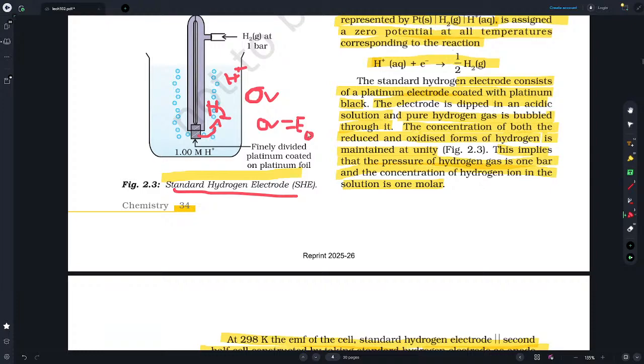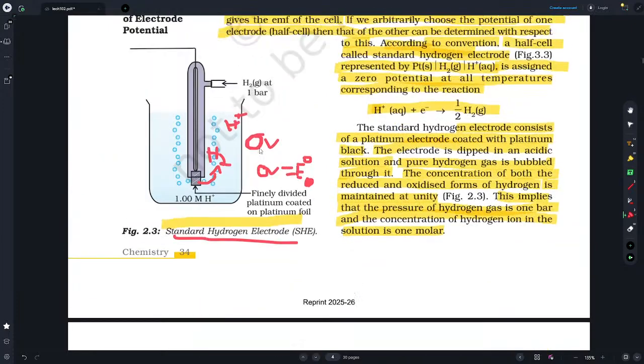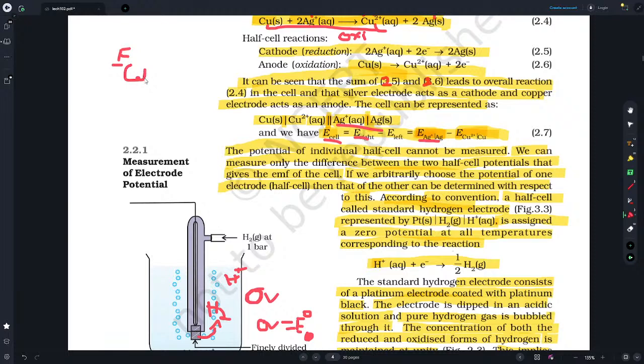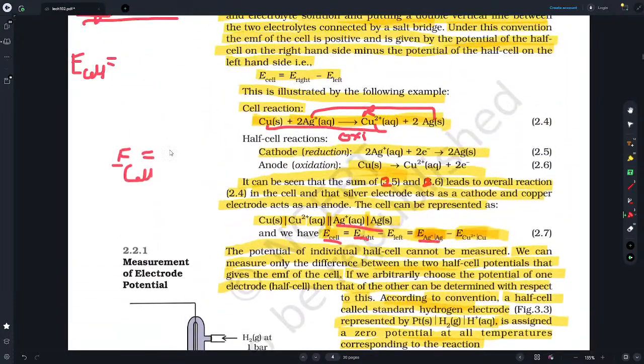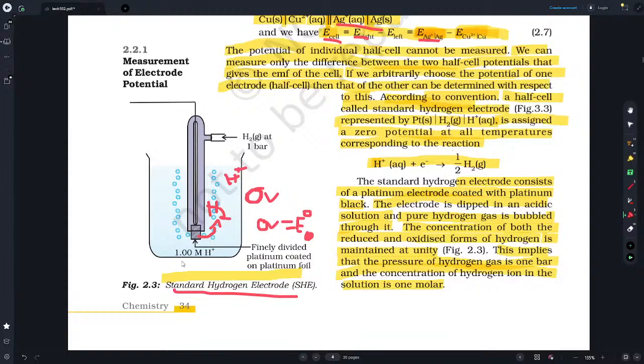If we know E cell, and we know the standard hydrogen electrode, which we take as 0, minus whatever we want to find, we will get the value of this as equal to the negative of the cell or positive, depending on what you are taking. This gives the individual reduction potential or standard potential, which is only with respect to hydrogen.